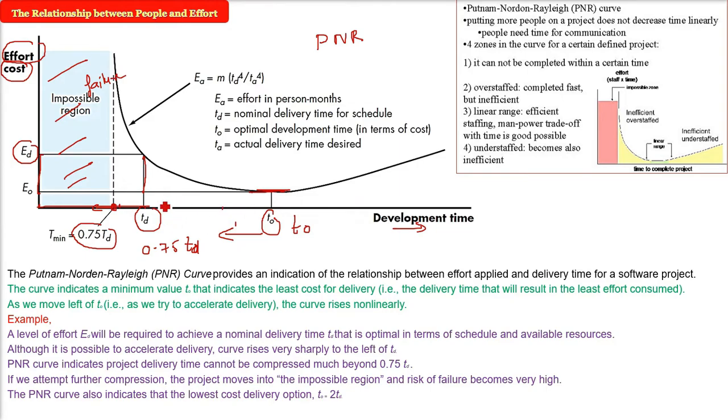And there is one more relation. Where is TD? It is in between 0 and T0. So just add 0 plus T0 divided by 2, that is going to be TD. So T0 will be equal to twice of TD. That is also a relation. The lowest cost delivery option, T0, is actually twice of this TD. What is the implication here? The implication is that if the project schedule can be stretched, delaying the project delivery, the cost will be less.